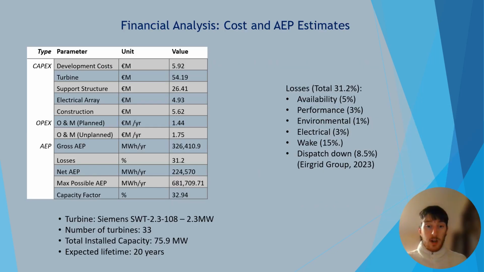This is the cost breakdown and the annual energy production based on the per megawatt values in the previous slide. The calculations here resulted in a capacity factor of 32.94%, which is in the same ballpark as Ireland's average. It's worth noting as well that the losses I've listed here assume that the dispatch down from last year will remain constant indefinitely, which is definitely not guaranteed. So there is some uncertainty in these values.